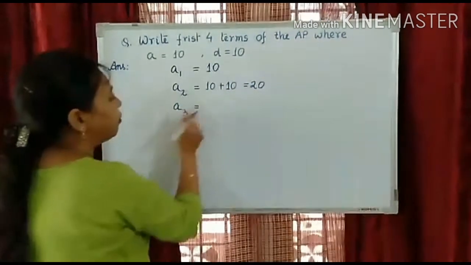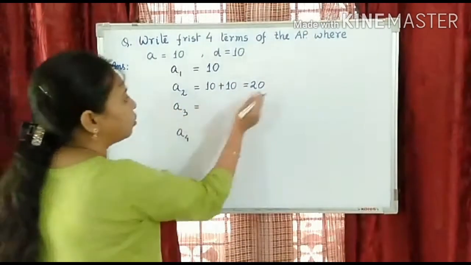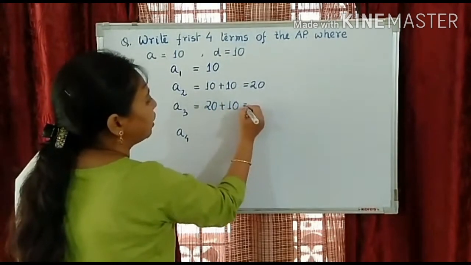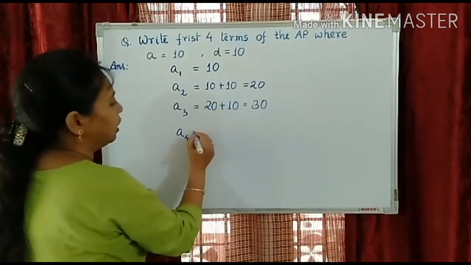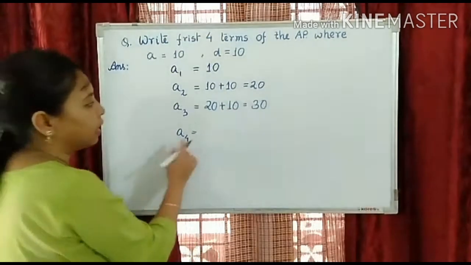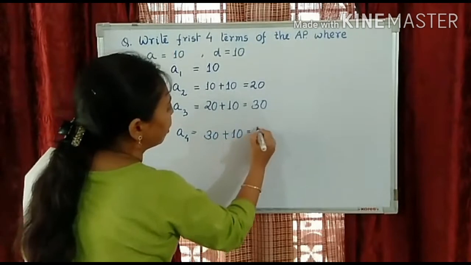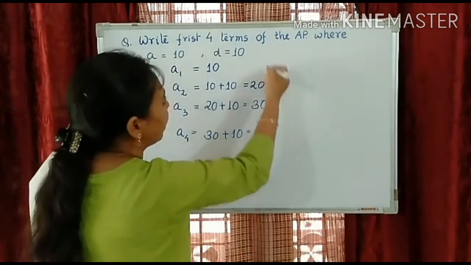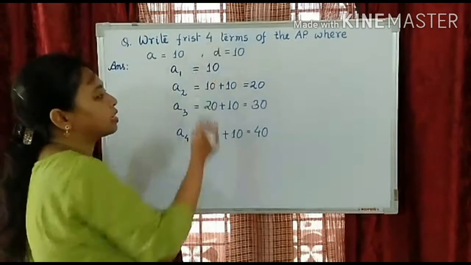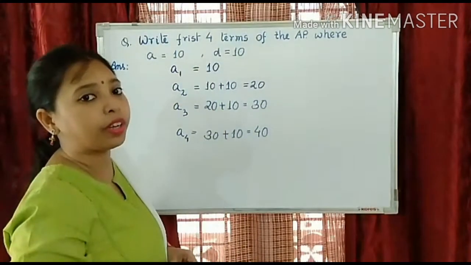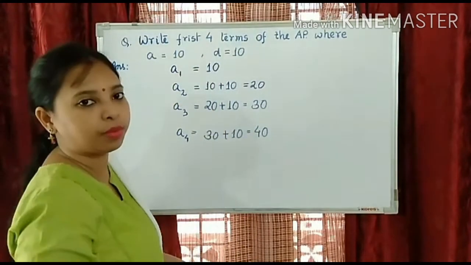In this way, if we want the third term, then to the preceding term 20 we have to add 10 again and we will get 30. Then again, if you want the fourth term, then we do 30 plus 10 and we get 40. In this way, suppose 6 terms are asked, then up to 6 terms, or 10 terms, up to 10 terms you can write down. You can write all the terms in this way.